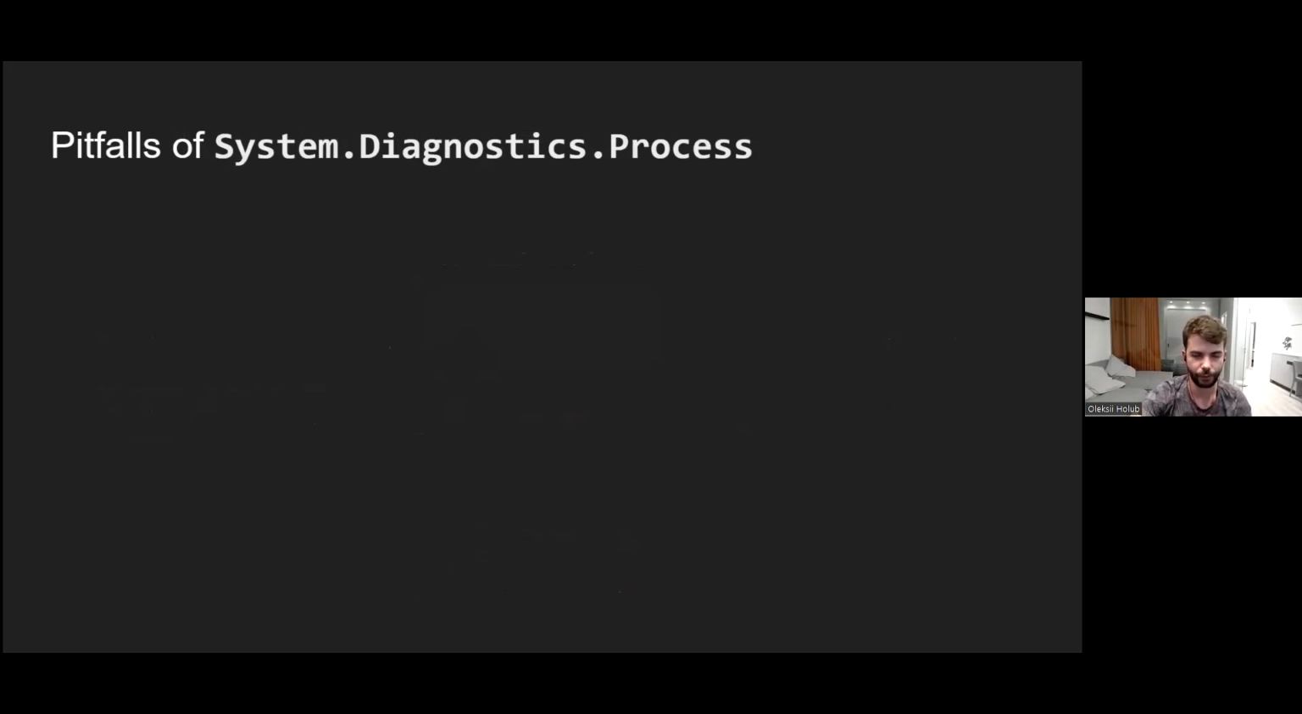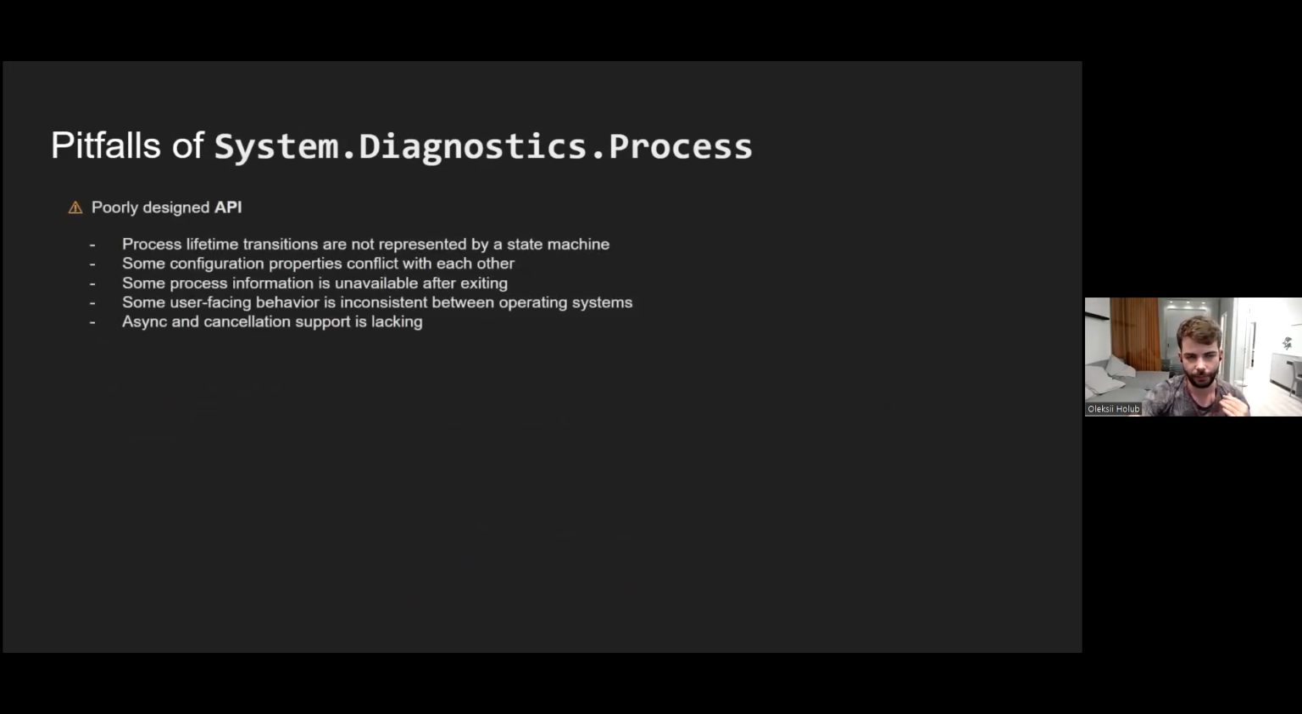It has several problems. Some of them are, for example, the fact that it has a fairly poorly designed API. Those are just some things I outlined that bother me personally. The process lifetime transitions are not really represented by a state machine. That means that whether the process is running, whether it's just created and is ready to run, or whether it's already exited, you can't really tell by the state of the object. You have to rely on assumptions about your code, or just knowing how your code works, which makes it difficult because sometimes you encounter errors that could have been avoided had it been separate objects.